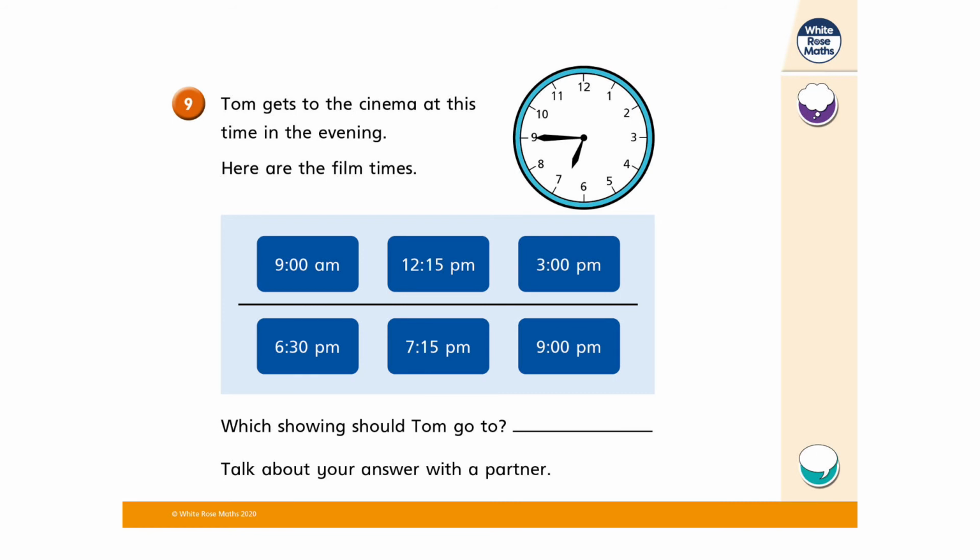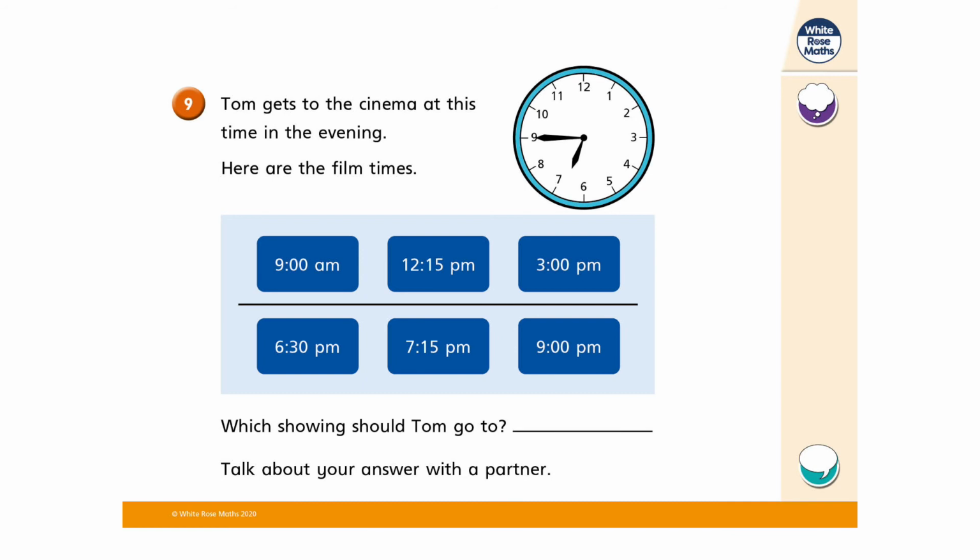Tom gets to the cinema at this time in the evening. Here are the film times. So what time does Tom get to the cinema? He's then got film times at 9 a.m., 12:15 p.m., 3 p.m., 6:30 p.m., 7:15 p.m., and 9 p.m.